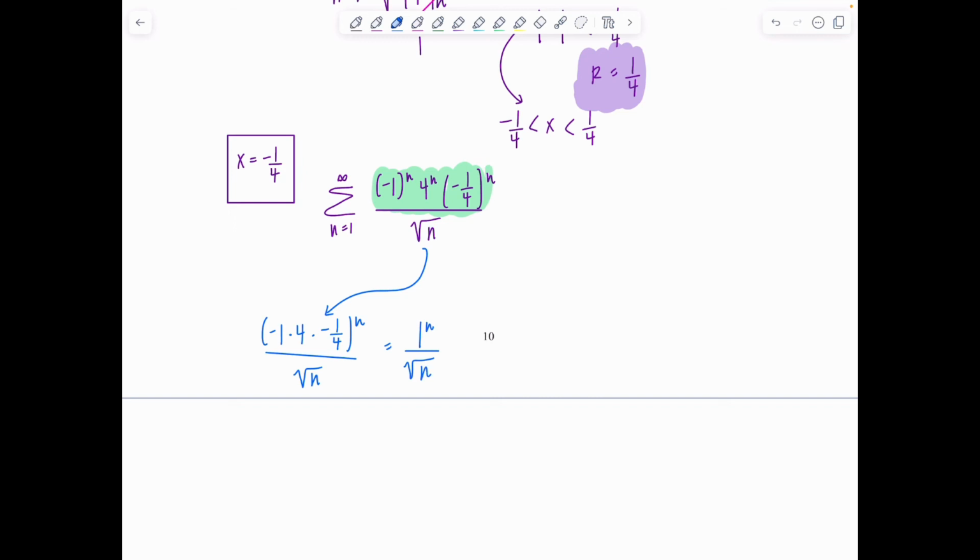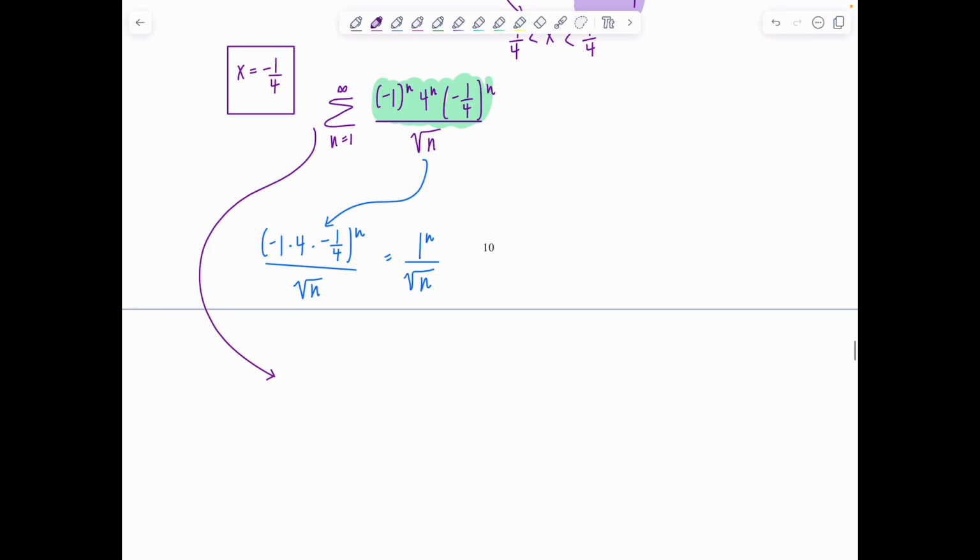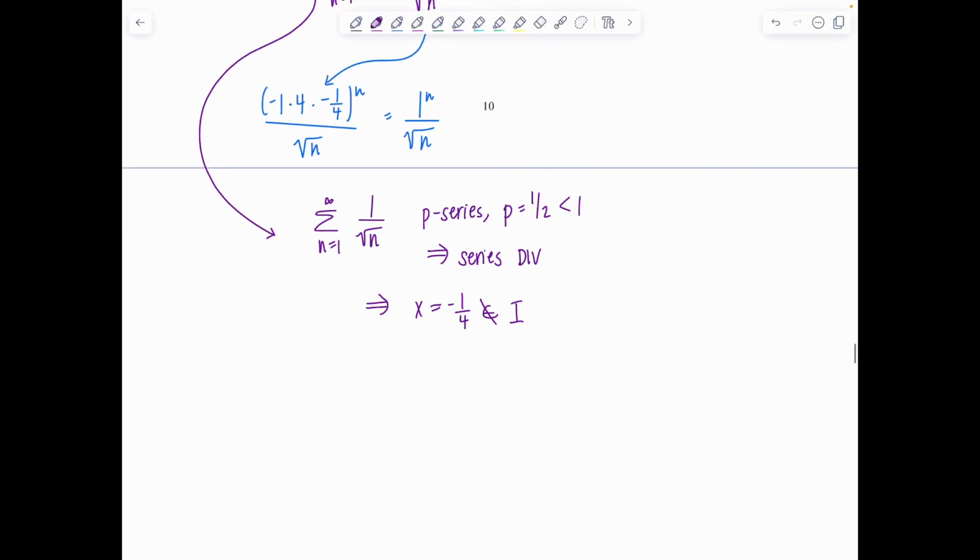You don't even need to write 1 to the n, it's just 1. So really, this series, if we clean it up, is the sum n equals 1 to infinity of 1 over rad n. Now, we don't even need to do a test. I can just say, this is a p series. Rad n means the exponent is 1/2. So p is 1/2, which is less than 1, which means this series diverges, which tells me x equaling -1/4 is not part of the interval of convergence. Okay. What about +1/4?